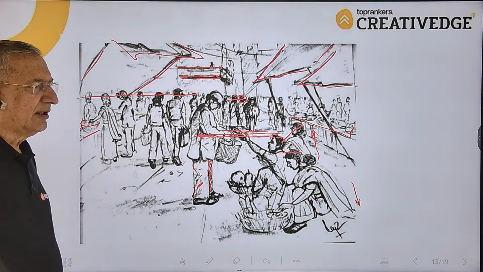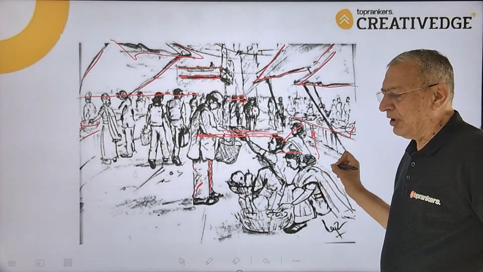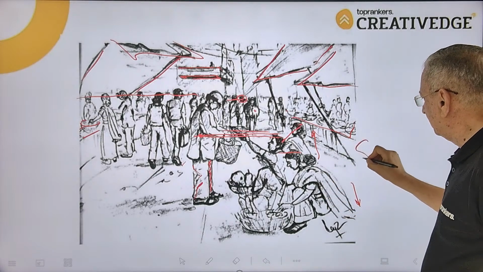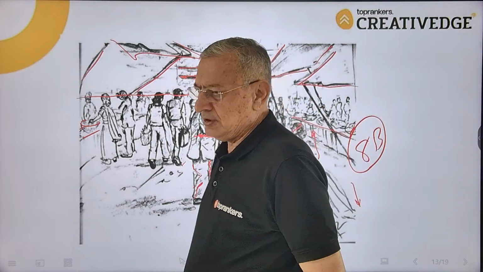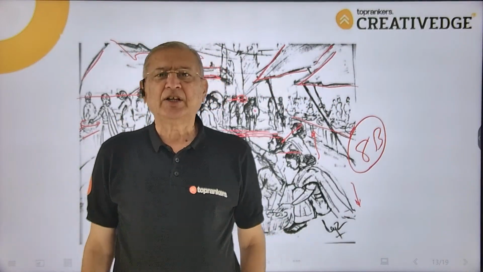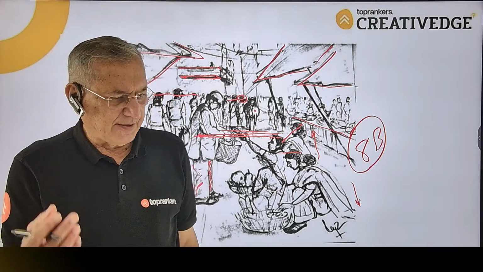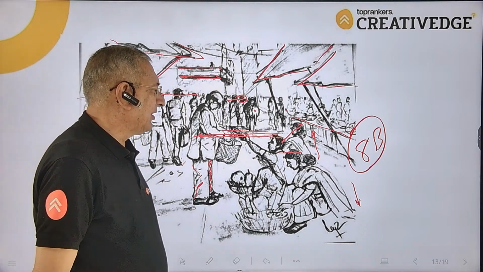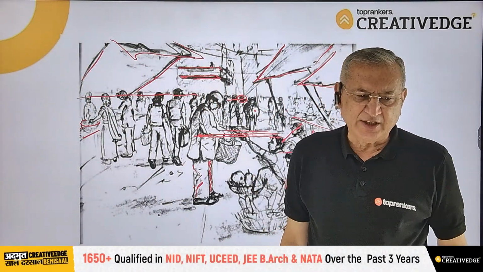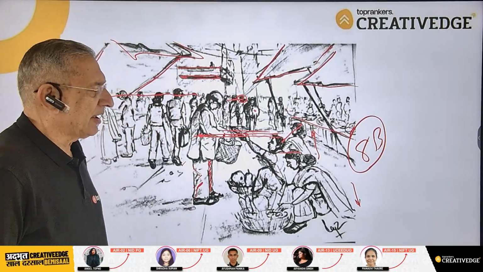This sketch of mine, I have darkened up the lines with the help of an 8B pencil. I'm sure you have seen my video of what material to be carried in the examination. It is there on our website, and if you have subscribed to our channel, you must have got the information and you can look into the material to be carried to the examination hall.